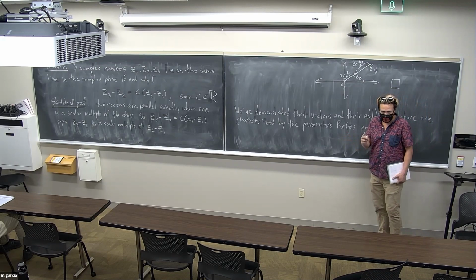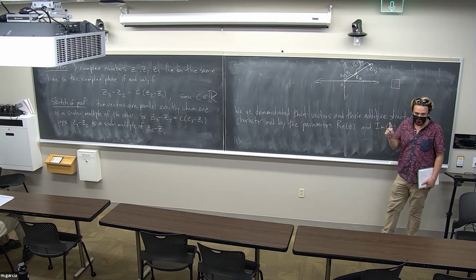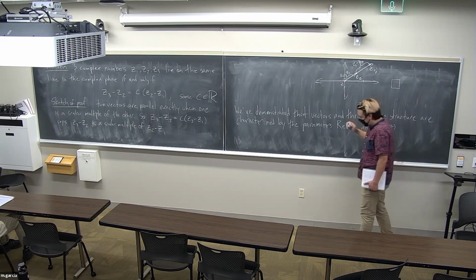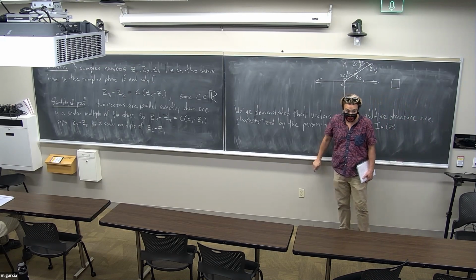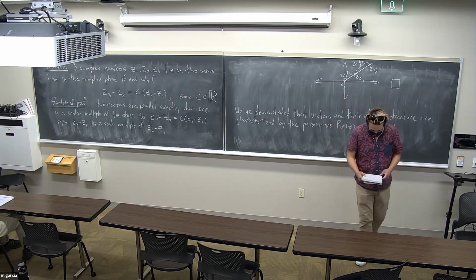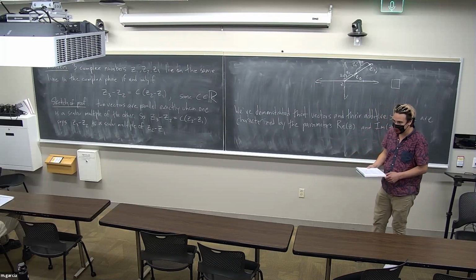Well, we already did one of those things. We extracted from Z the length of the vector, right? That's just the modulus. Extracting the direction from Z is actually surprisingly complicated. We're going to spend a little time talking about that.